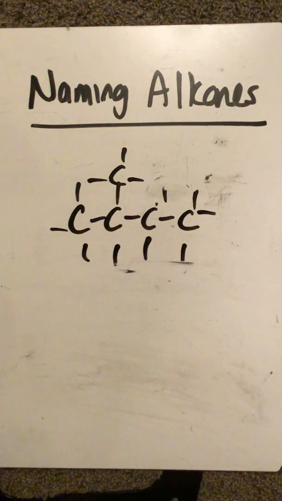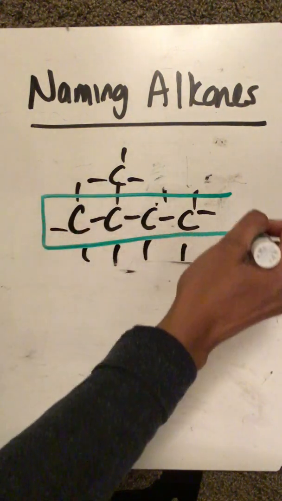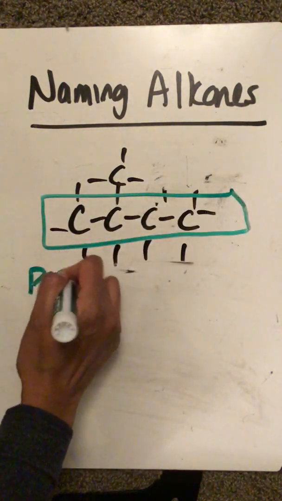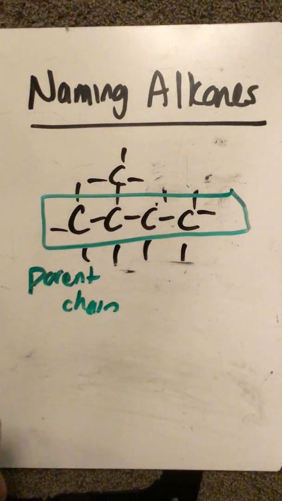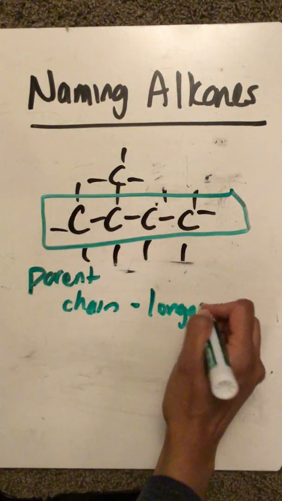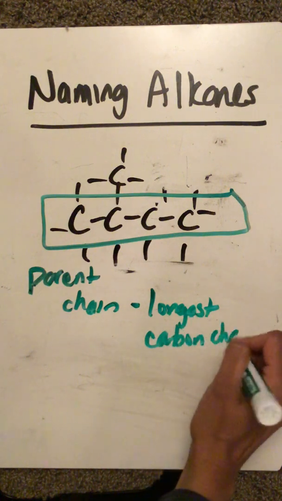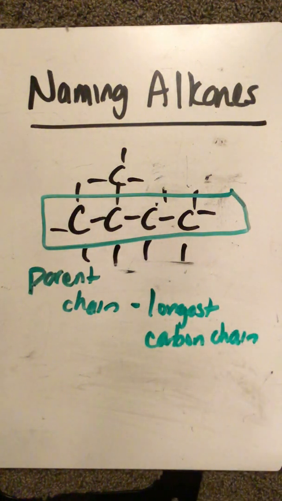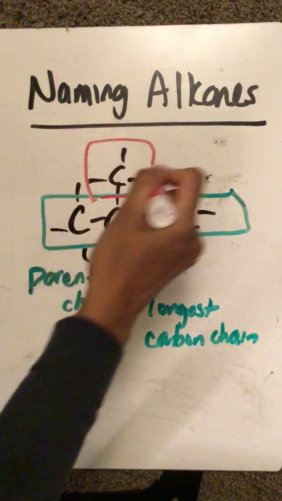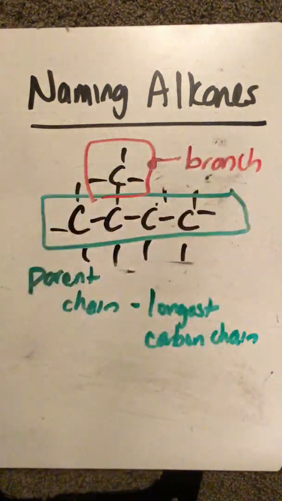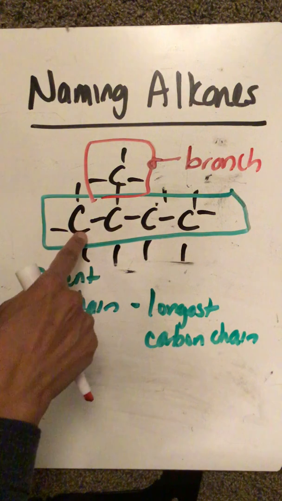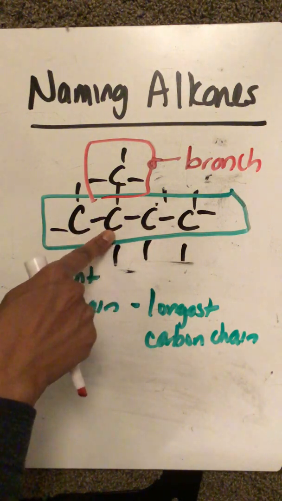You got to take a look at this compound, and this here, right, is what I call the parent chain that I drew in green. The parent chain is the longest carbon chain. That's the parent chain. Okay, and then this that's coming off the parent chain, this is called the branch. Okay, now how can I tell the parent chain from the branch? Well, the parent chain is the longest carbon chain that's attached to each other.